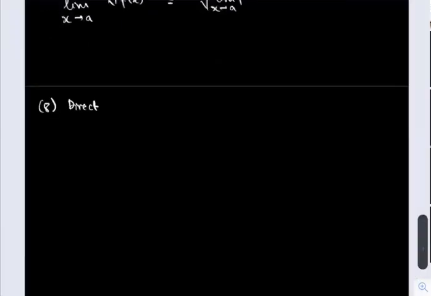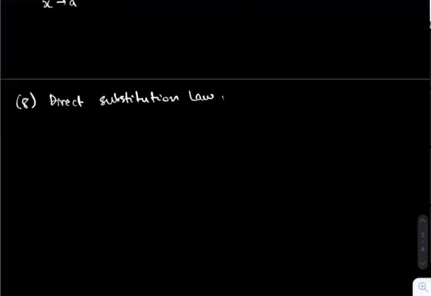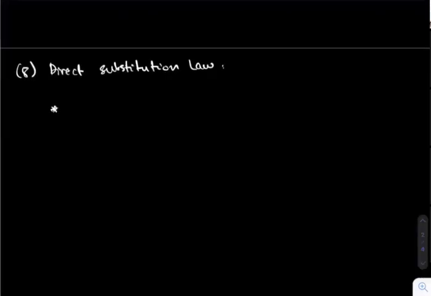So direct substitution law. You have the limit of x as x approaches a. What is the value? You just substitute x equal to a and you get the value of the limit. So this is equal to a, because x equals a. Another example is that if you have a power function and you let x approach a, what you can do is let x equal to a and the answer is a to the power n.